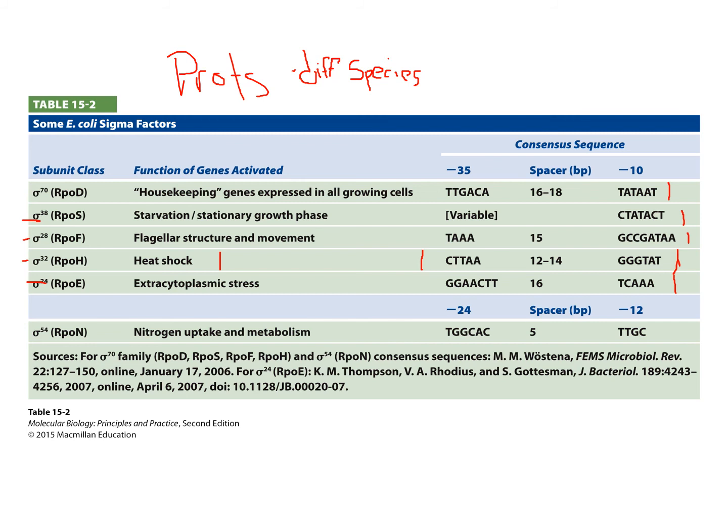And then you can see that for these others, starvation has its own response. Flagellar structure and movement has its own response, which you can imagine the need for. And then also extracytoplasmic stress, which might be any other type of stress, from changes in pH or salt conditions, that are distinct from heat or food. But the main point here is that there are different proteins with different specificities, targeting different promoter elements to create specific patterns of gene expression.